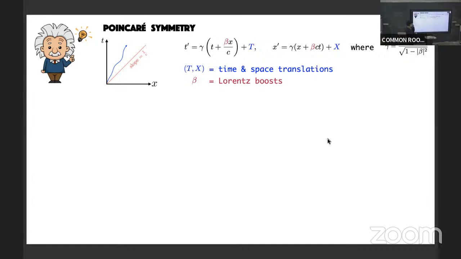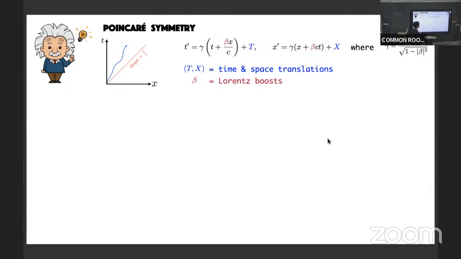This Lorentz transformation is the transformation that makes spacetime relativistic, because it mixes both space and time together. This is the basic picture of special relativity. So this is Einstein, this is relativity.